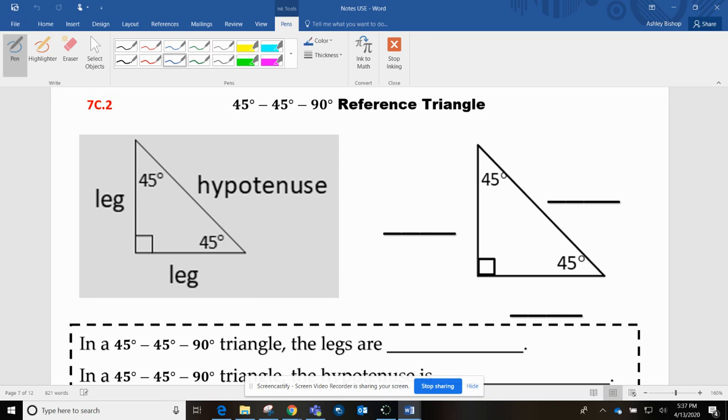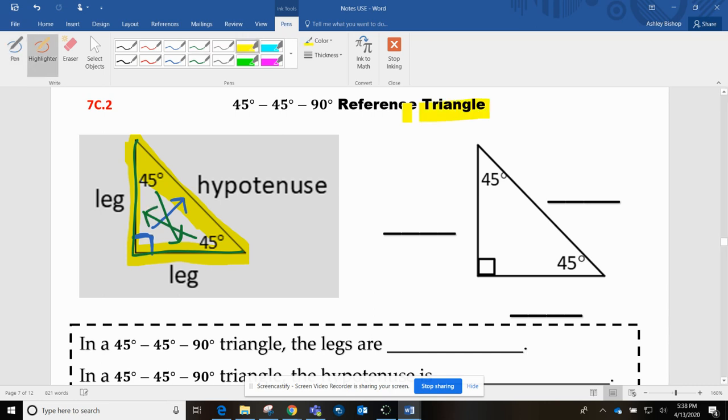So first things first, in a 45, 45, 90-degree triangle, we have two angles that are 45 degrees and one that's 90, go figure. And so remember, we have our 90-degree angle, and whatever is across from my 90-degree angle is my hypotenuse. That's not new. We know that. And then the two other sides of the triangle that are left over are going to be called my legs. They are both the sides across from 45-degree angles, so they are going to be called the same thing.